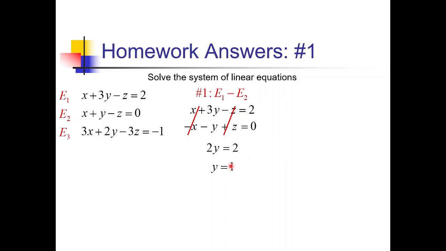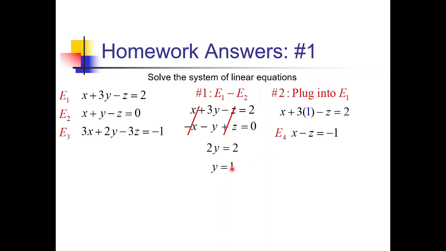Now that we've got one of those variables, we can actually plug it back in to pare some of these equations down a little bit. So let me plug this back into equation 1. So I'm going to have x plus 3 times 1 minus z equals 2. So let's see here. We've got 3 that we can subtract over to the other side. So that's x minus z equals negative 1. And I'm going to call that equation 4. So that's one of those two variable equations.